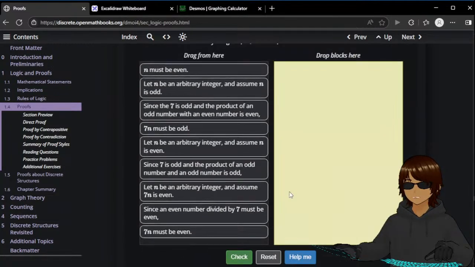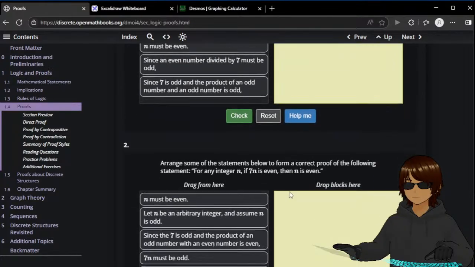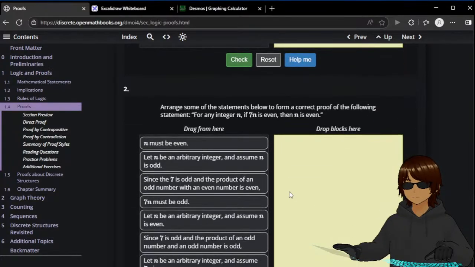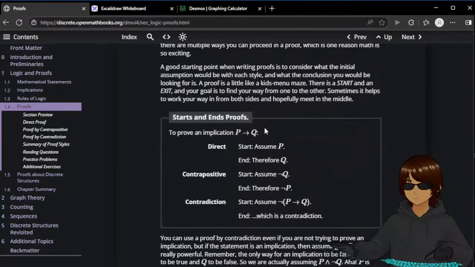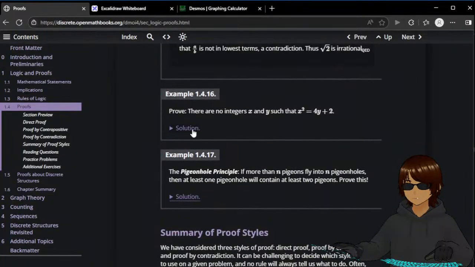Okay, let's go to the next chapter. It was this. Arrange some of the statements below to form the correct proof of the following statement: for any integer n, if 7n is even, then n is even. Hold on, wait, what? Wait, let me see the solution for that.